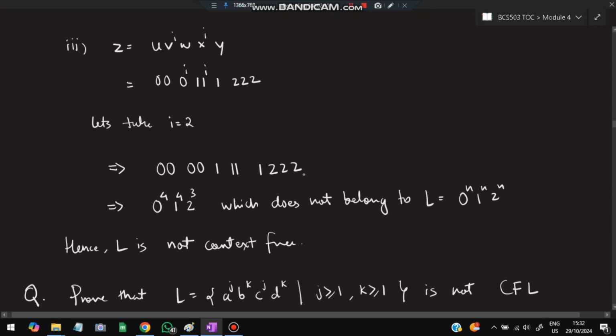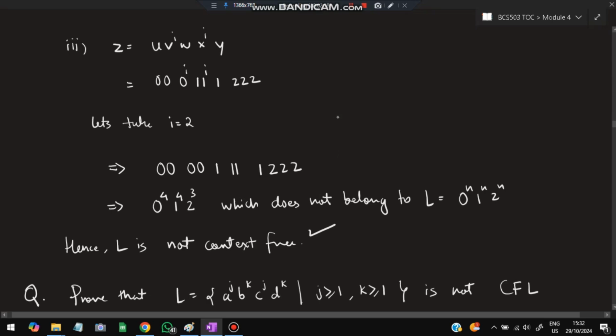Now count how many zeros, ones and twos are there. 4 zeros are there, 4 ones are there, and 3 twos are there, which does not belong to 0 power n, 1 power n and 2 power n. The number of 0s, 1s and 2s should be equal, but that is not happening in this case. Therefore we conclude that L is not context free.